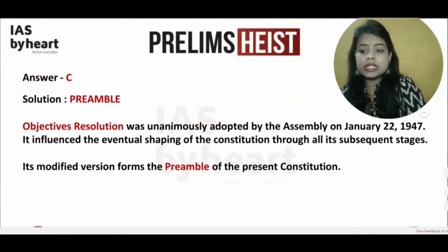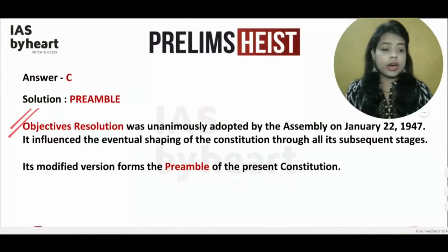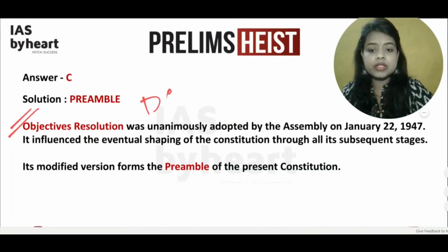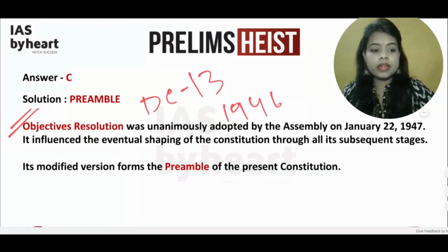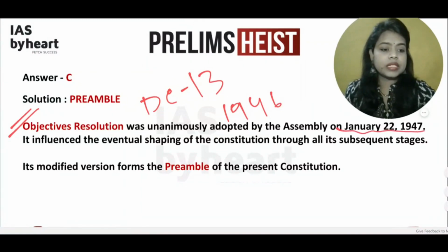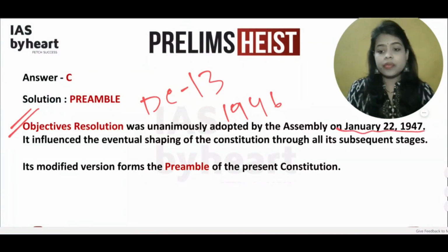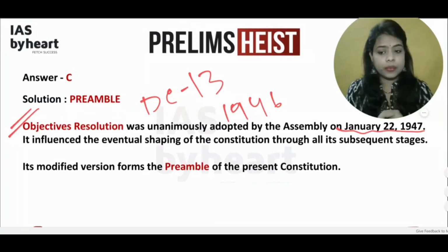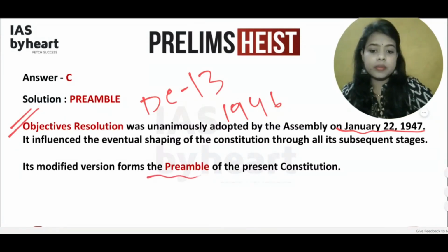As you can see, the objectives resolution was introduced on December 13, 1946, and it was passed on January 22nd, 1947. Nehru report will be, as the question itself said, 1928. So this will be the preamble part.